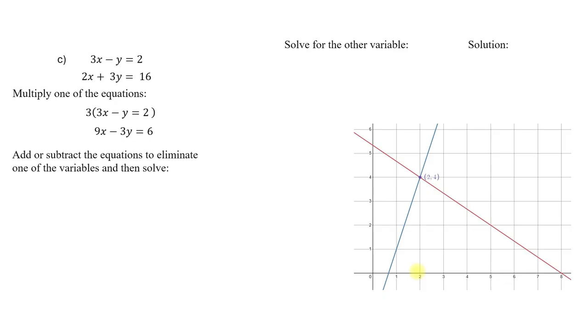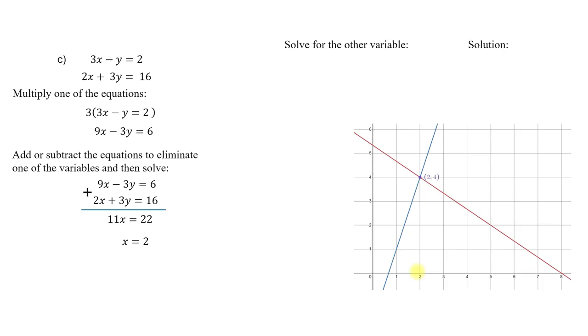We can stack it with the other equation. 9x minus 3y equals 6 and 2x plus 3y equals 16. Because one of the 3y's is negative and the other 3y is positive, we'll use addition to eliminate the y's. Adding our x's, we'll get 11x, and our 6 plus 16 will give us 22. Simplifying and solving for x gives us a value of 2 for x.